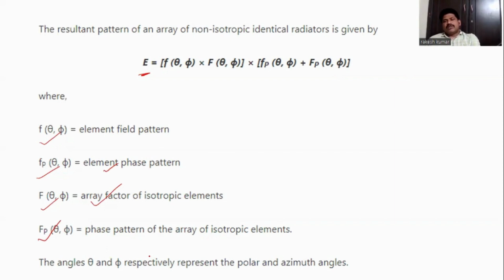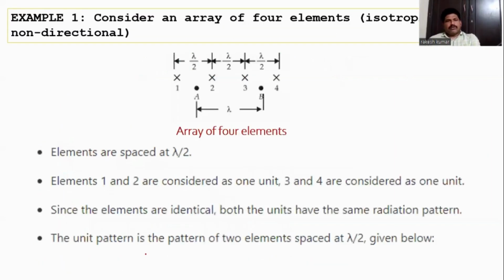This can be easier to understand by doing an example. Let us do one or two examples. Now let us see the first example. Consider here 4 elements. Let us consider the first element, second element, third element, fourth element: elements 1, 2, 3, 4.